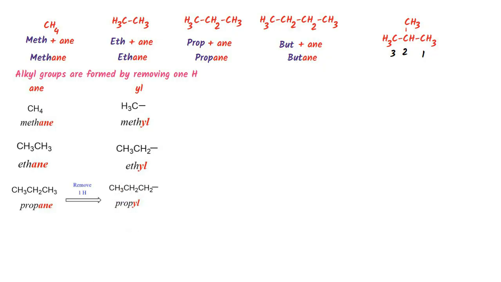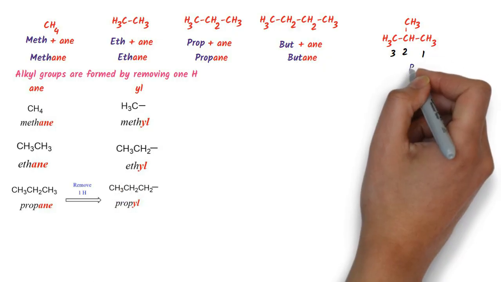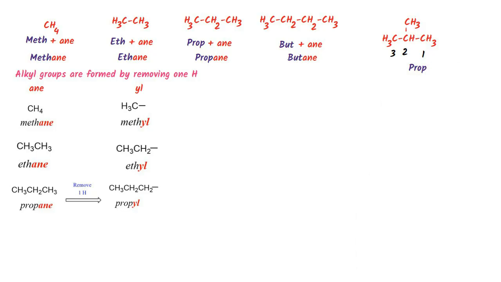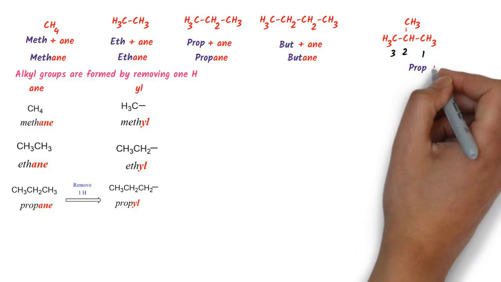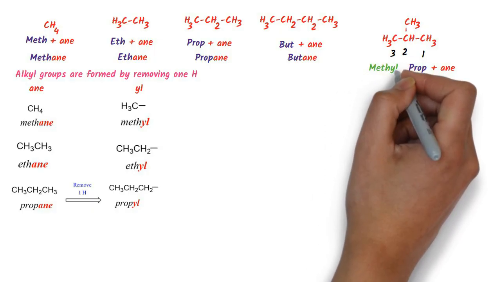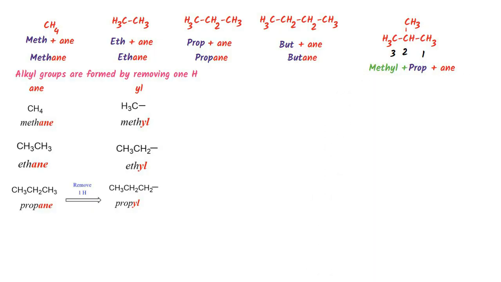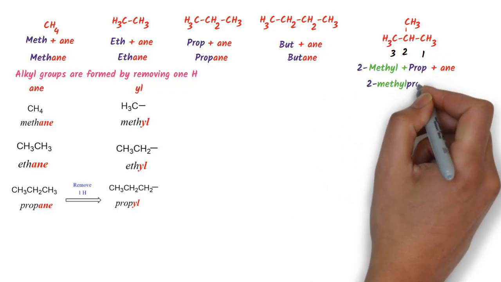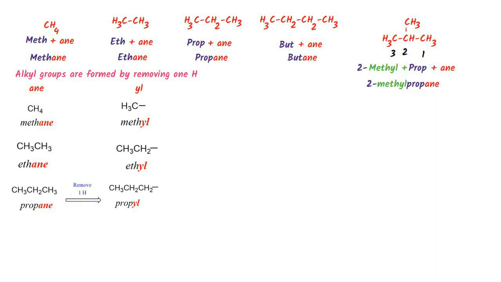Now coming back to our example. The root word for 3 carbons is prop, and the suffix for single bonds is ane. The branch point here has 1 carbon, so it is called methyl. To show the location of the substituent, we write the number in front of the name of substituent. Thus the name becomes 2-methylpropane. There is no space between the prefix, root word, and suffix. Let us go a step further.